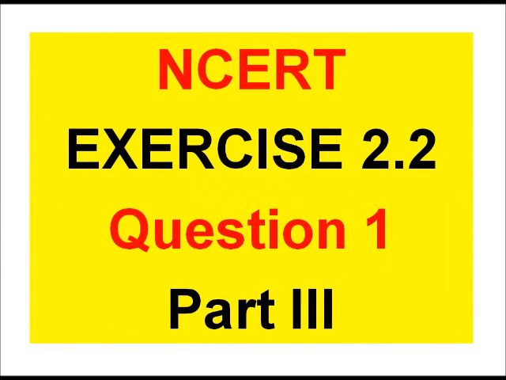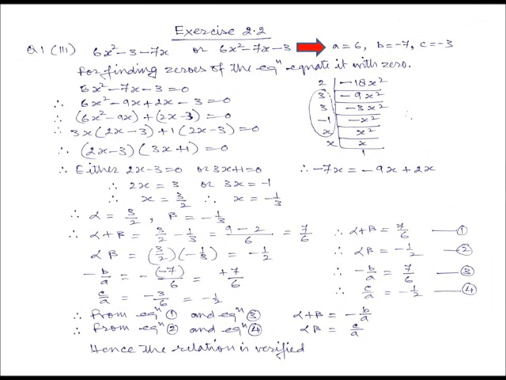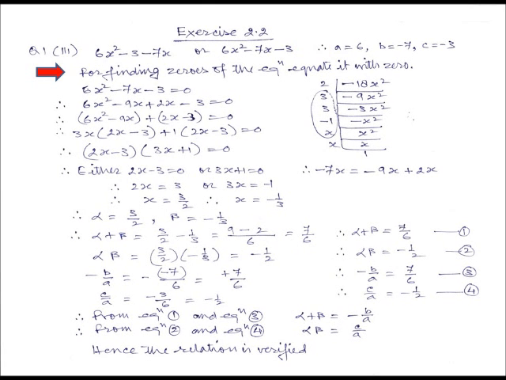Now start part 3rd of question 1. So part is 6x square minus 3 minus 7x. So arrange it in descending order, so it becomes 6x square minus 7x minus 3. By observing the equation, we find that a is equal to 6, b is equal to minus 7 and c is equal to minus 3. For finding zeros of the equation, equate it with 0. Therefore, 6x square minus 7x minus 3 is equal to 0.